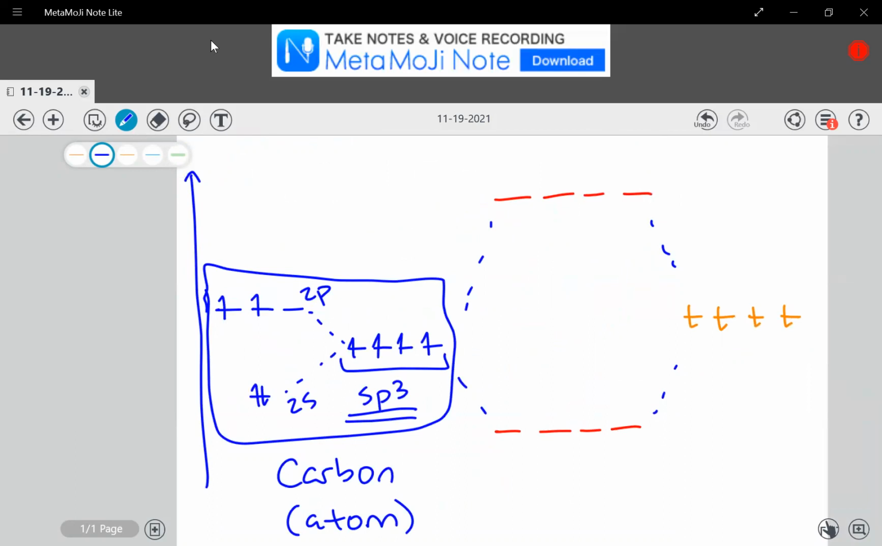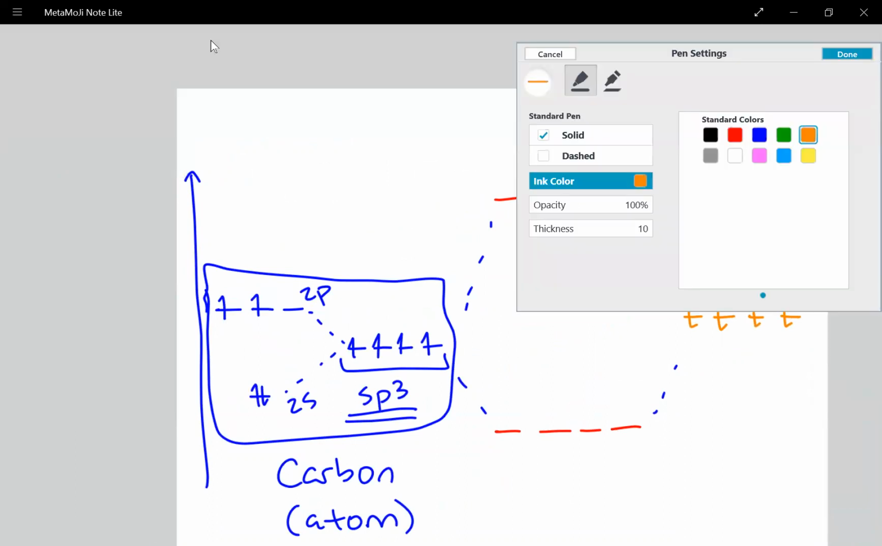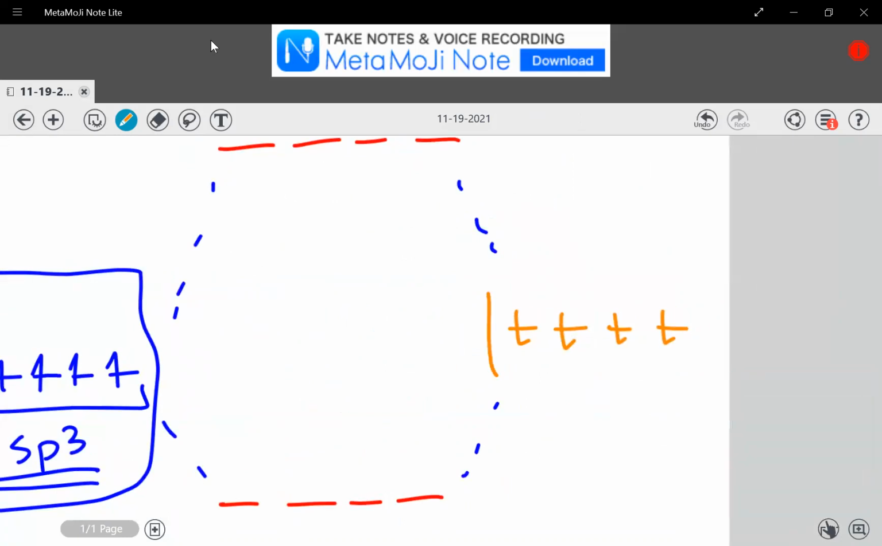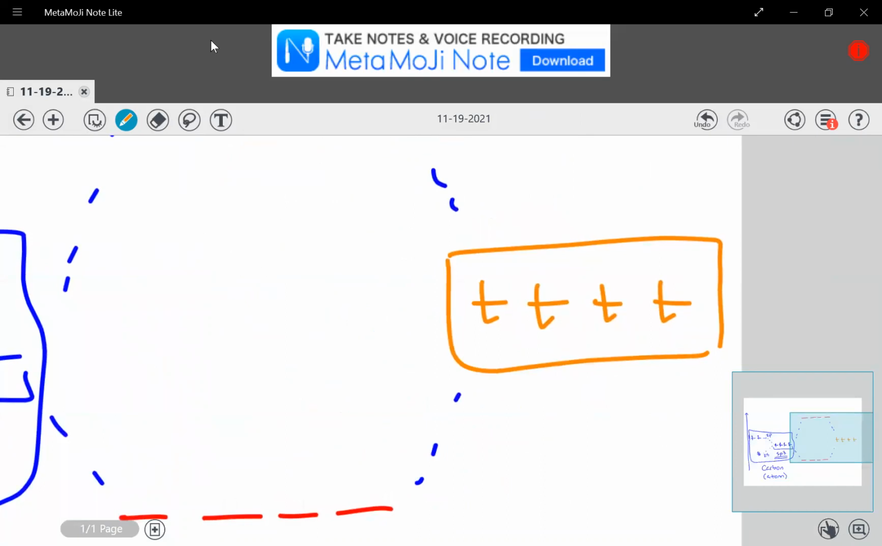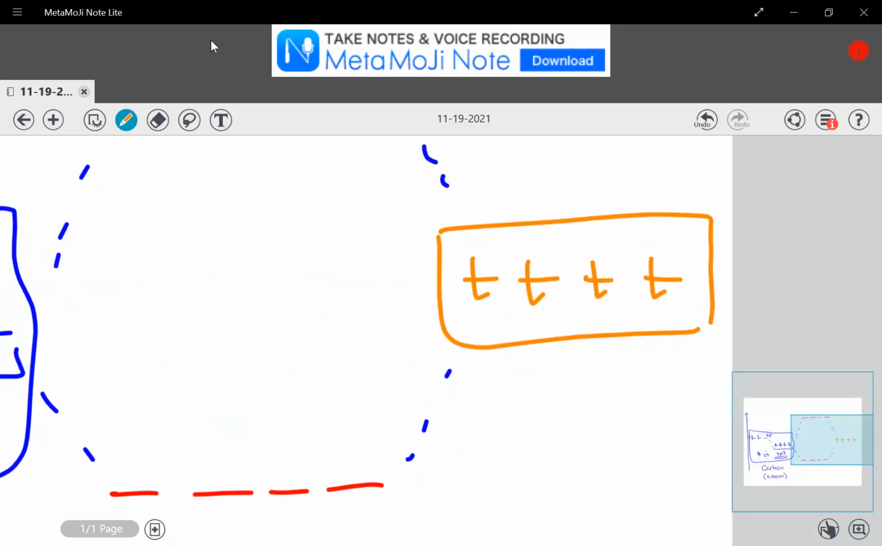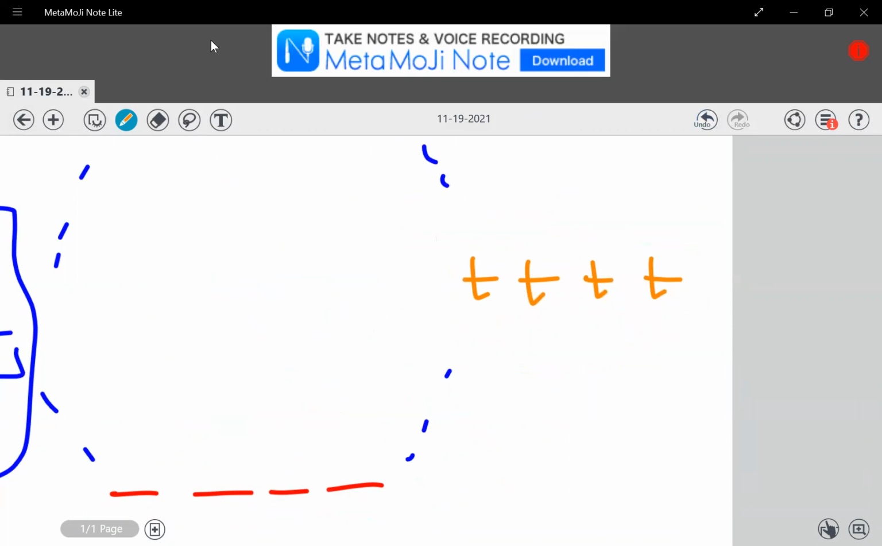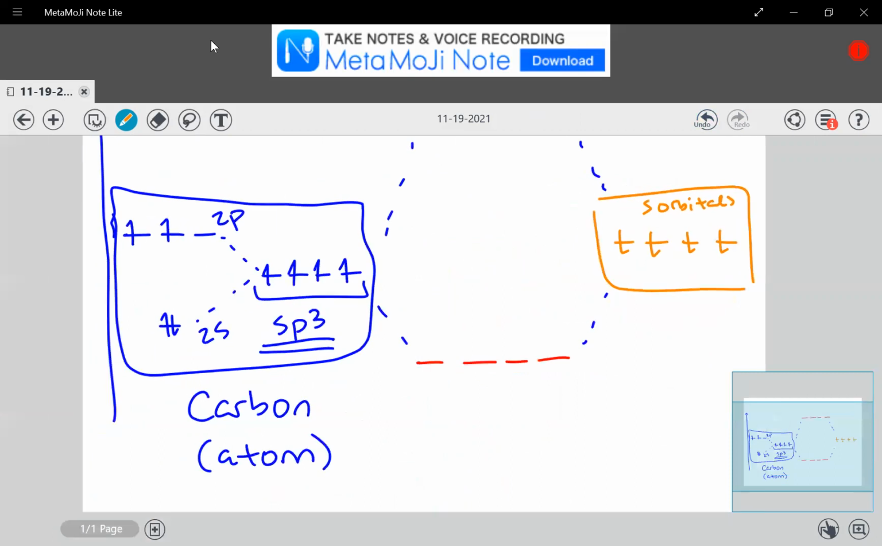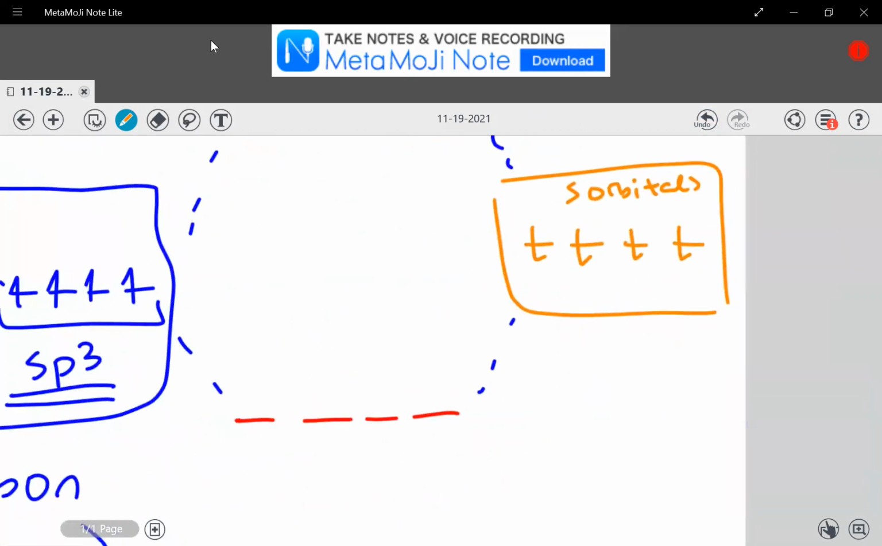Meanwhile, in the land of hydrogen, no hybrid orbitals were made. Instead, we had s orbitals. Very cool. All right, that's it. Plain and simple.